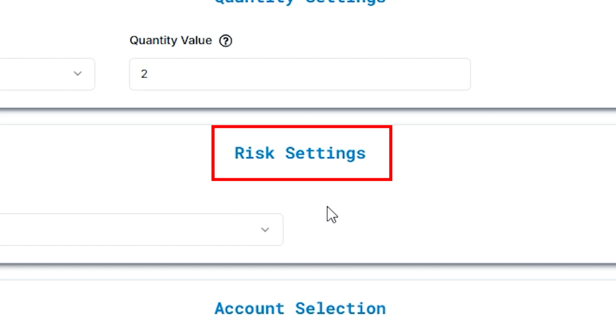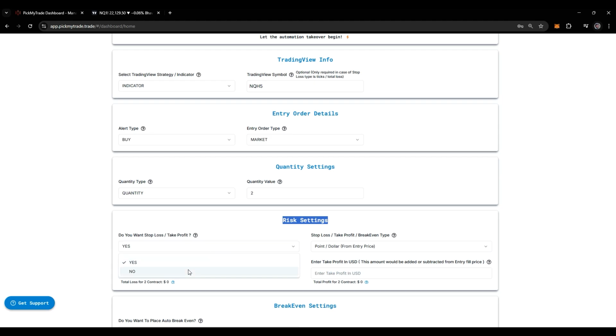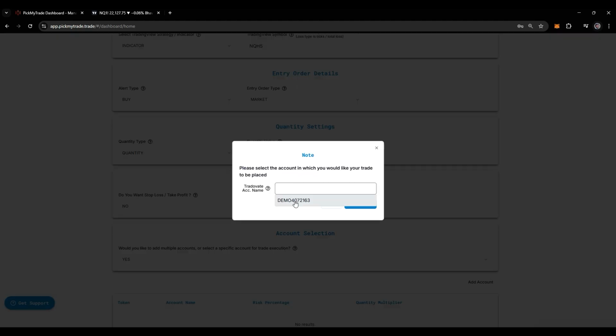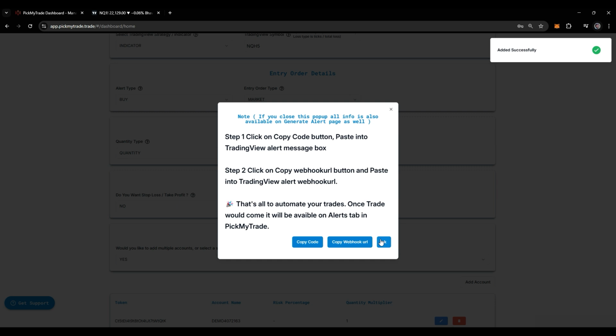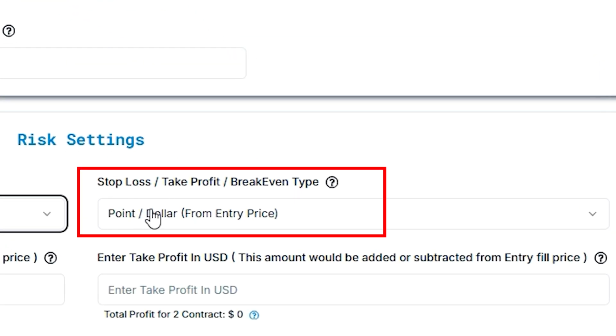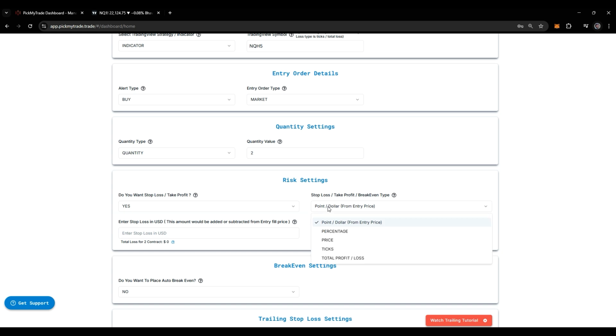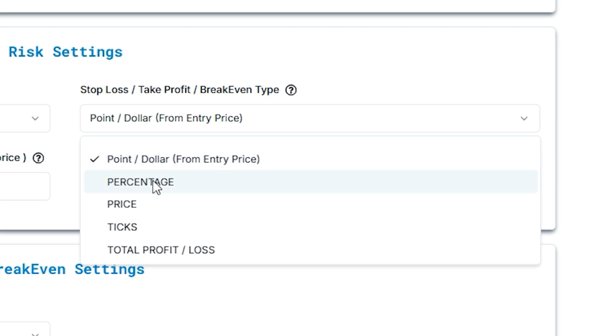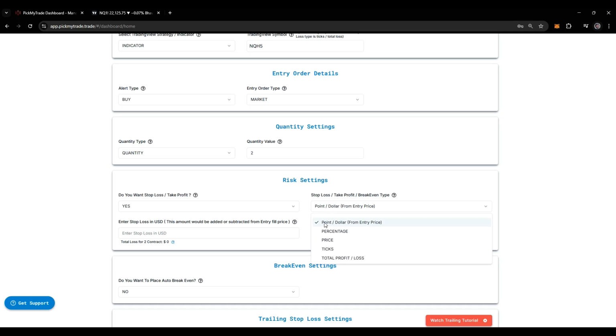Now, we will go to risk settings. If you select no here, you don't need to do anything. Just select the account, and it will generate the alert for you. But if you select yes, then it will ask you for take profit or stop loss types. Here are 5 types that we support: point in dollar, percentage, price, ticks, total profit or loss. So, let's learn them one by one.